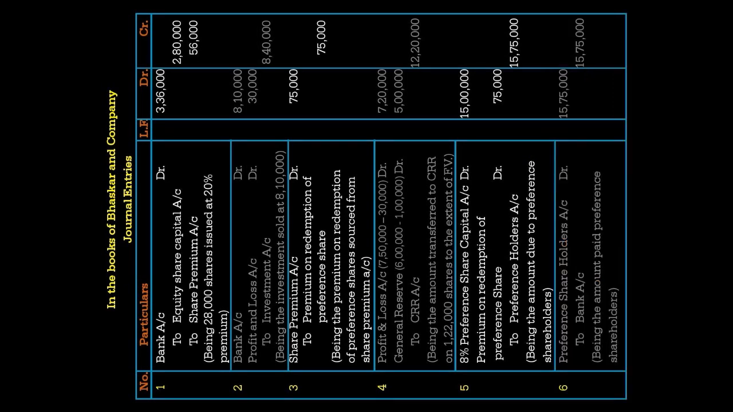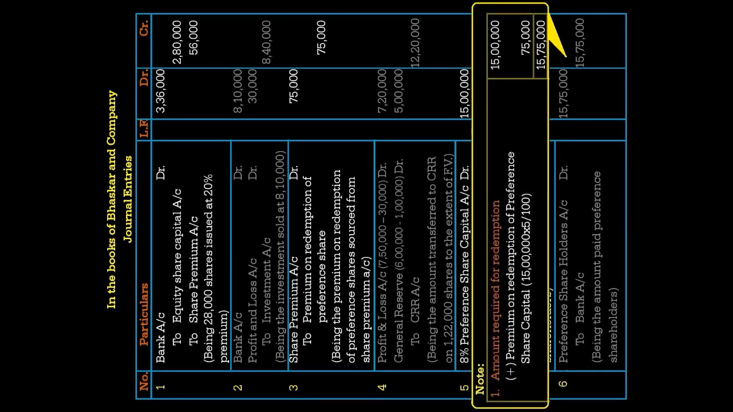Next, the final entry, the payment entry, that is the opposite entry to the previous one. Preference shareholders account debit to bank account. Finally, the preference shareholders are paid whatever amount they are getting: the nominal value of preference share capital, that is 15 lakh, and 75,000 premium, together 15 lakh 75,000, they are getting at the time of redemption.